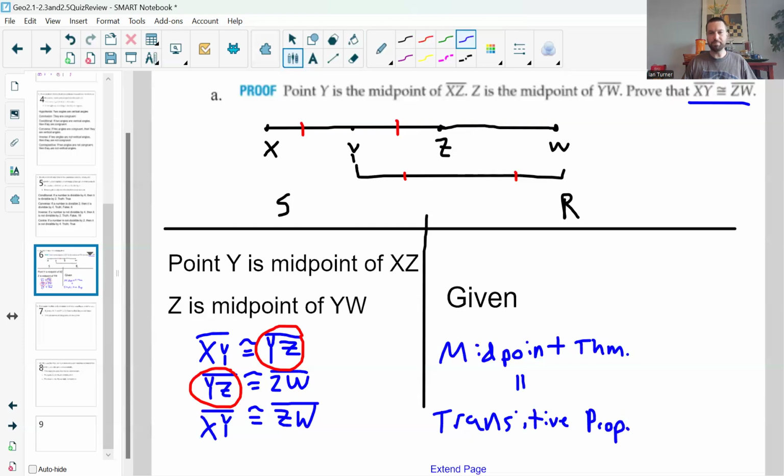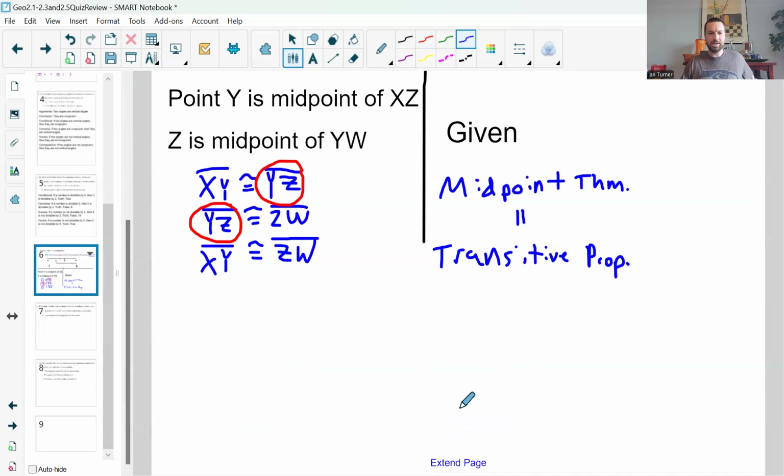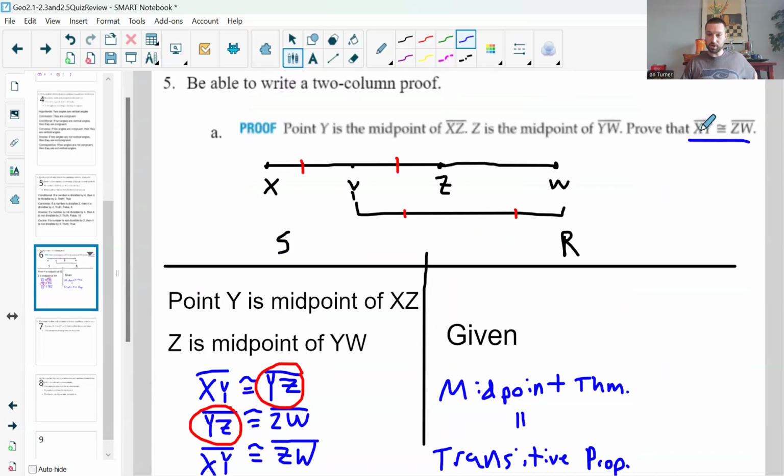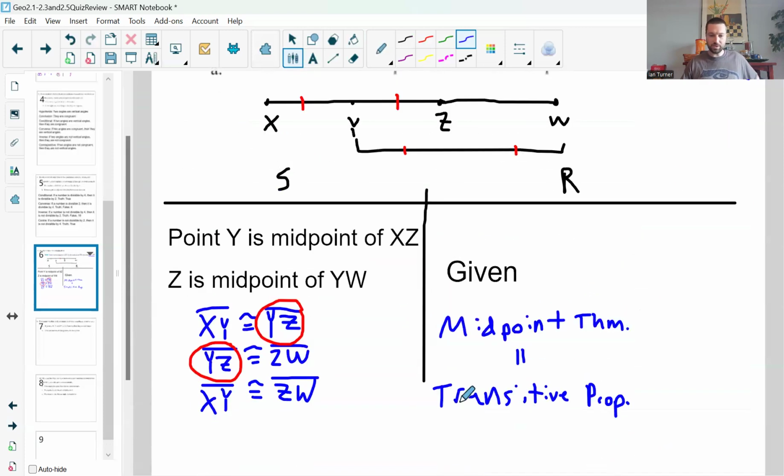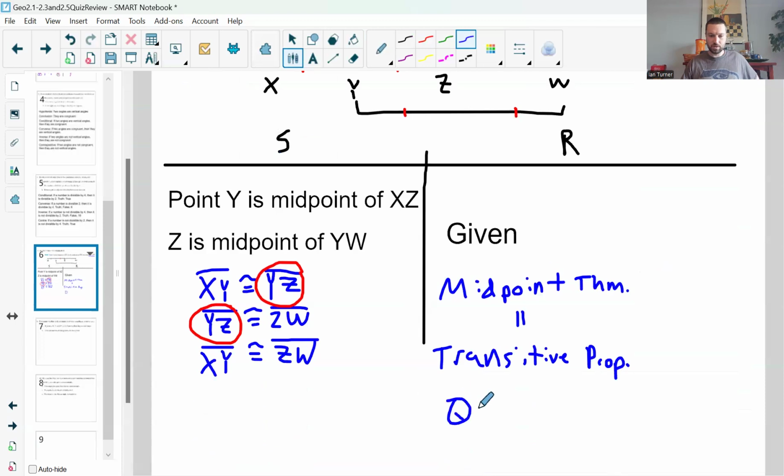Okay, transitive property, the old transitive property. And then you got to end your proof because that was what we're trying to prove, right? XY is congruent to ZW, and we did. And then we go big old QED. Another proof down. Nothing too crazy there, kids.